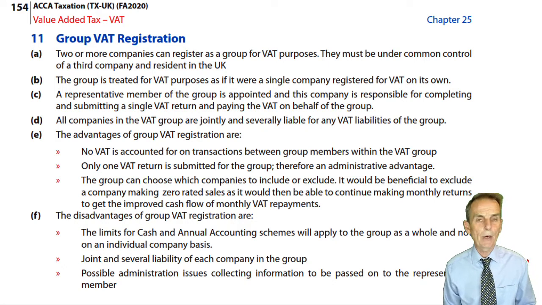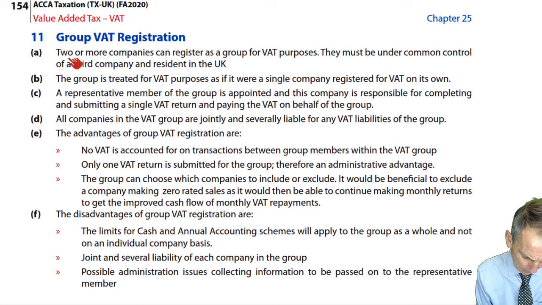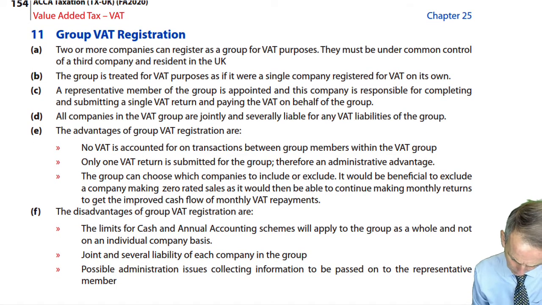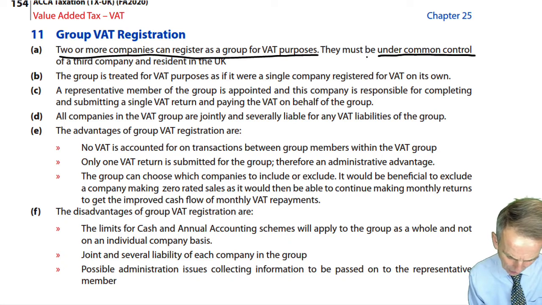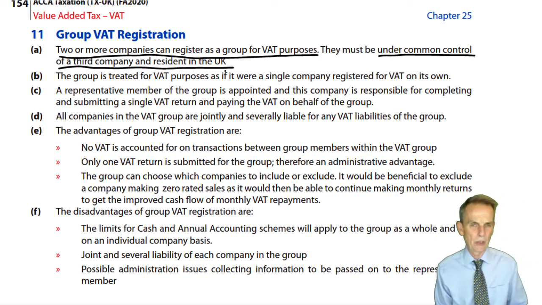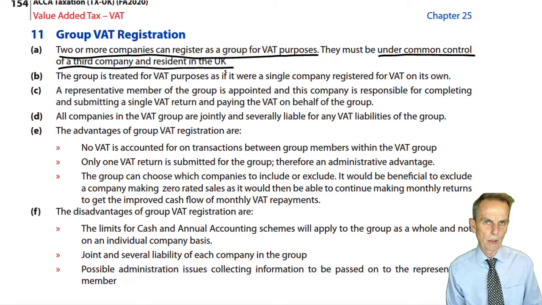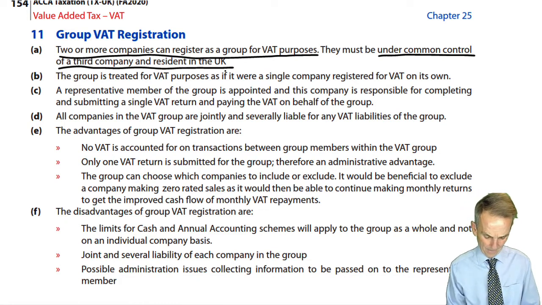Let's look at some of these points now in the notes in front of you. We've got two or more companies indeed. Two or more companies, there we go, can register as a group for VAT purposes. They must be under common control of a third company and resident in the UK. We must have a permanent, a fixed establishment in the UK to join in a group VAT registration.